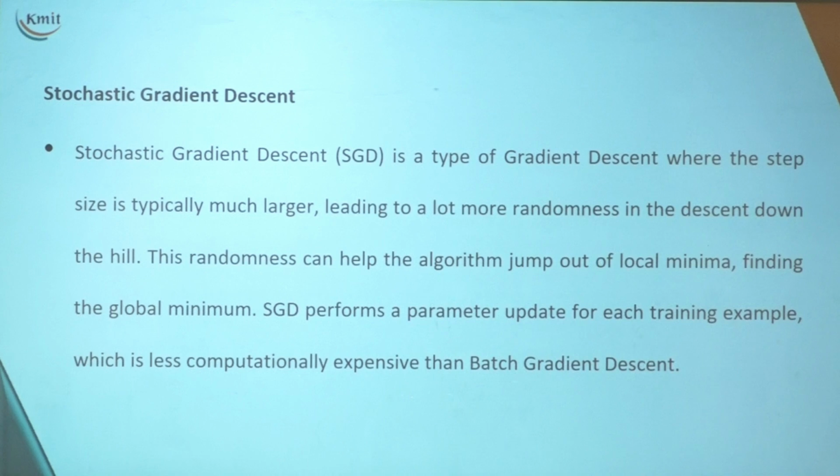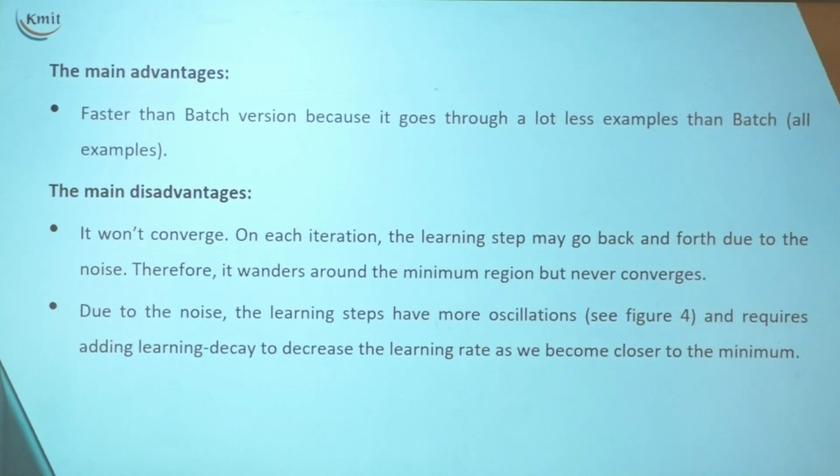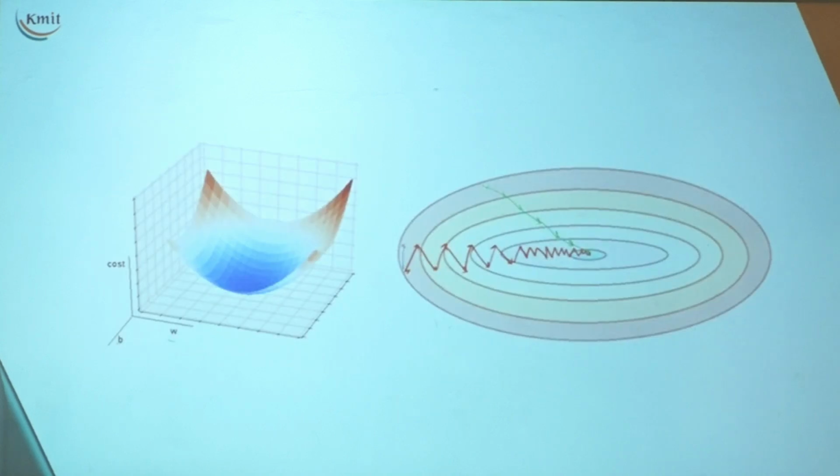So what is happening here? Stochastic gradient descent is a type of gradient descent where the step size is typically much larger. So instead of taking a small step size, I am going for what? A larger step size. But what will happen if you go for a larger step size? We may cross the global minima. So that is a disadvantage of what? Stochastic gradient descent. Okay, so that is the reason we go for the next type of gradient descent.